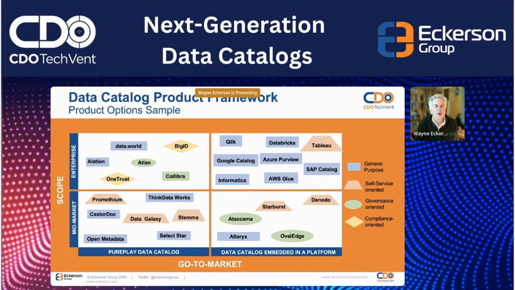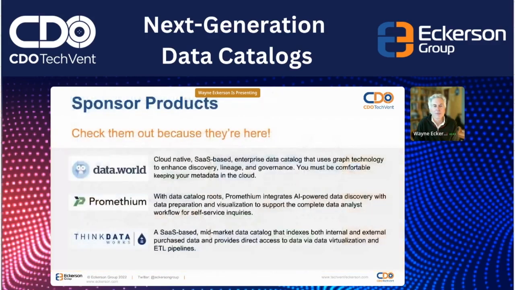Prometheum is very much focused on self-service, and Think DataWorks is focused on external data as well as internal data. So since they're here, I think you should take a look at them. In fact, that's what this slide says. Check out Data.world. It was the first cloud-native, SaaS-based enterprise data catalog that uses graph technology to enhance discovery, lineage, and governance.